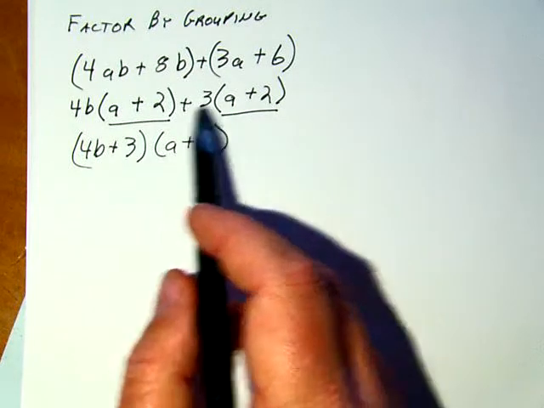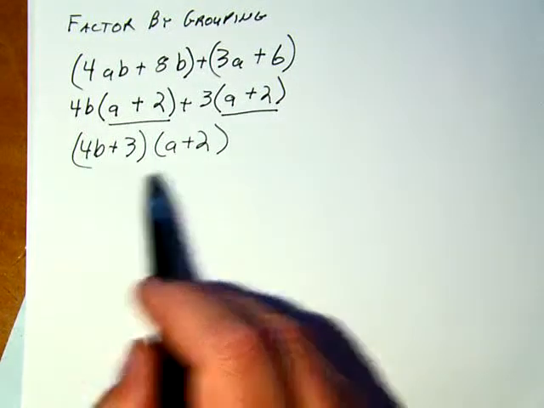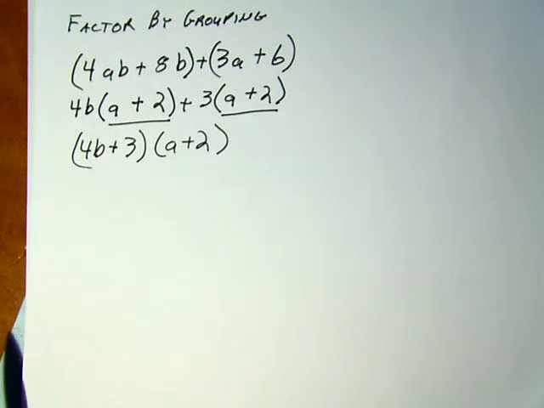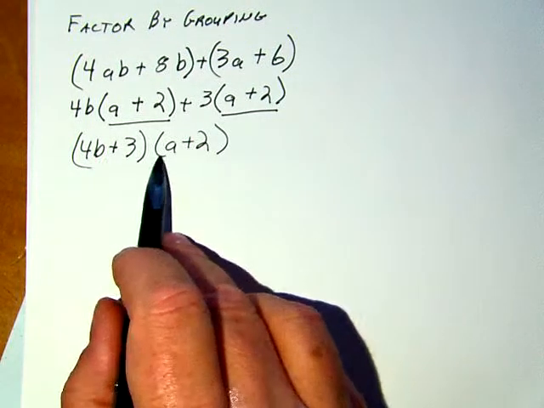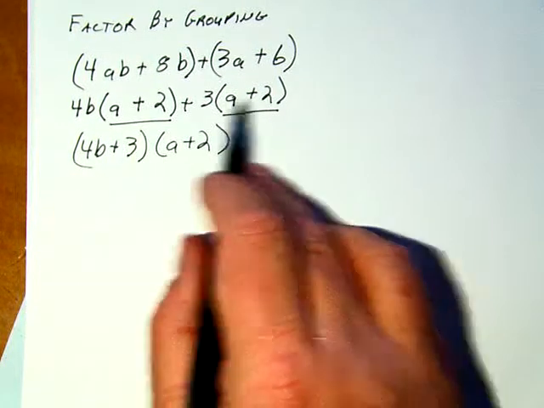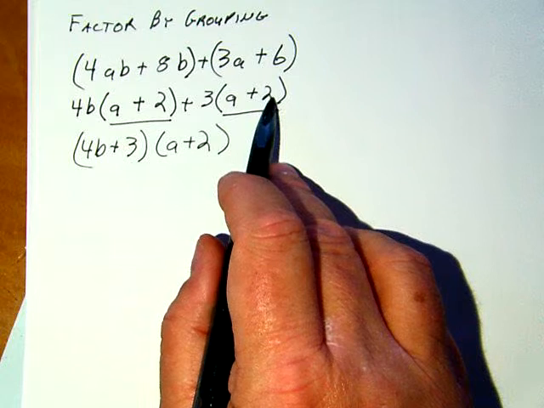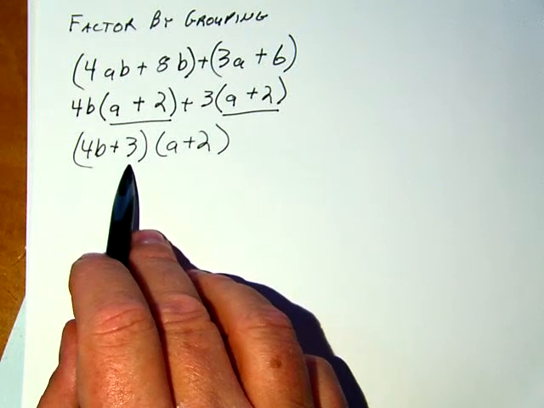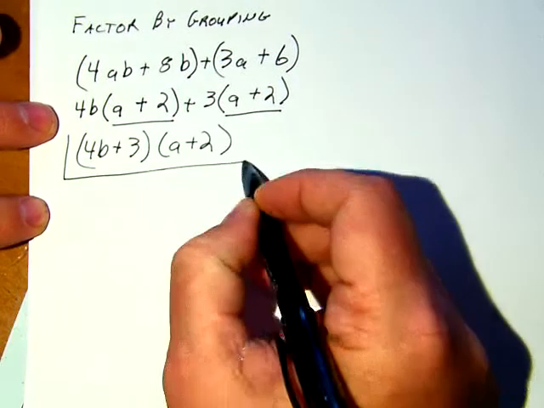Okay? And that's using grouping to factor. You notice this is just the reverse of the distributive property. I'm going backwards on the distributive property. Instead of going from here and distributing it out, I notice that I have the end results of the distributive property and I back it into its factors. Okay, so that would be my answer right there.